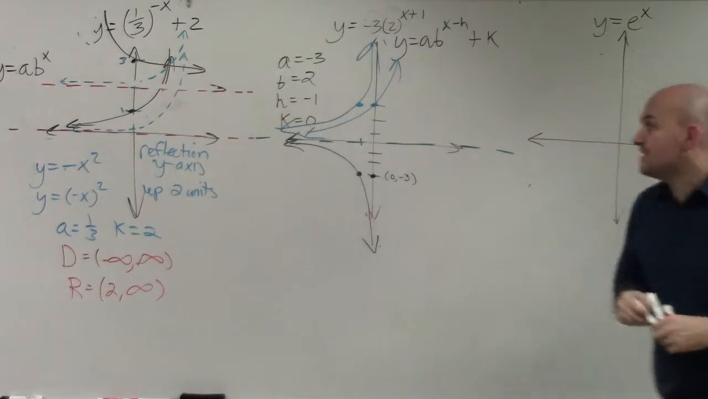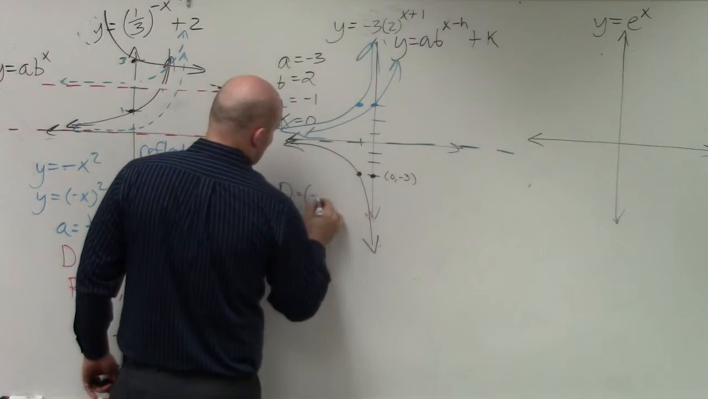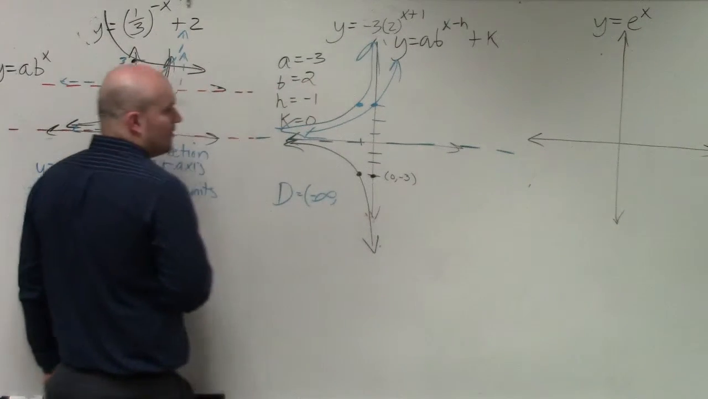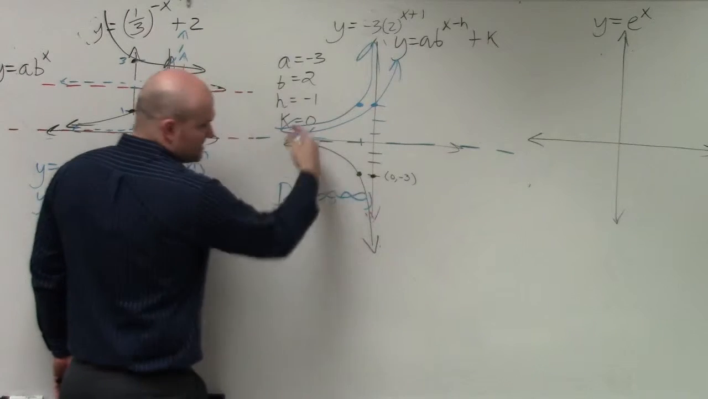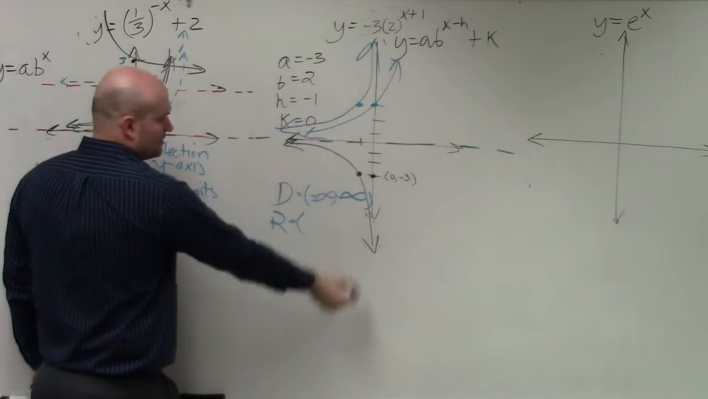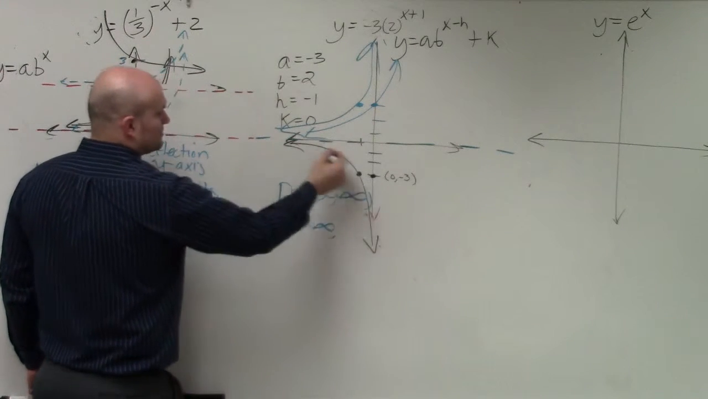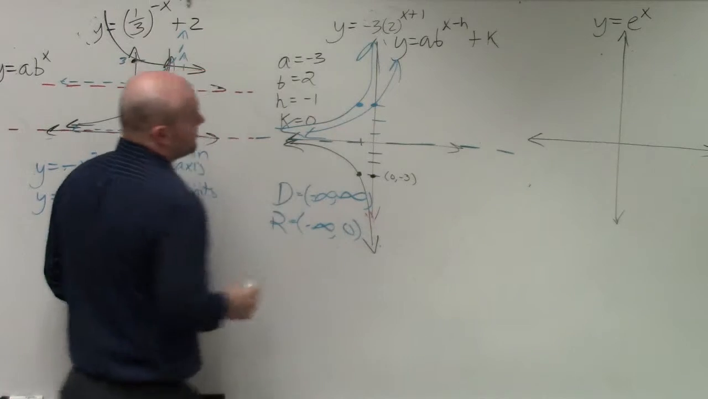So therefore, when you're determining your domain and range, the domain is still from negative infinity to infinity, because it keeps on going past there. My range, though, is how low does this graph go? Negative infinity. And how high is it going to go? 0. Done.